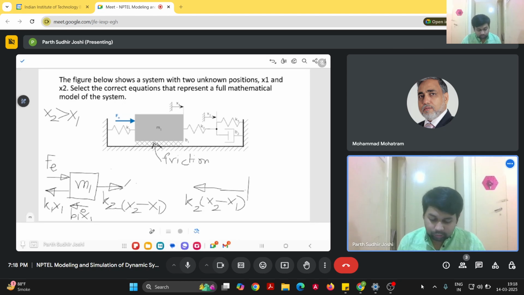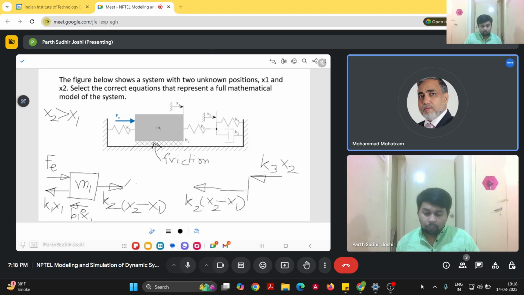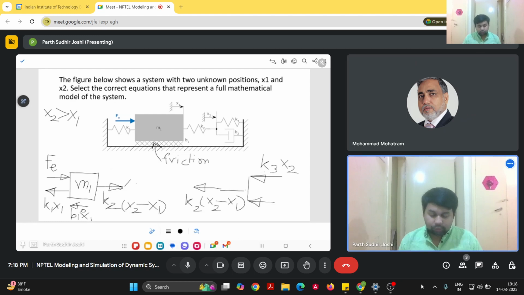Therefore the force acting on this point will be K3 x2. And then similarly we'll assume that the direction of the velocity is also towards the right, so the force exerted by the damper will be B2 into x2 dot.